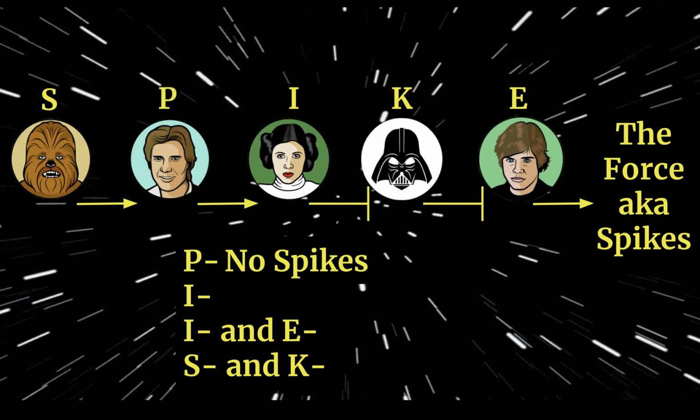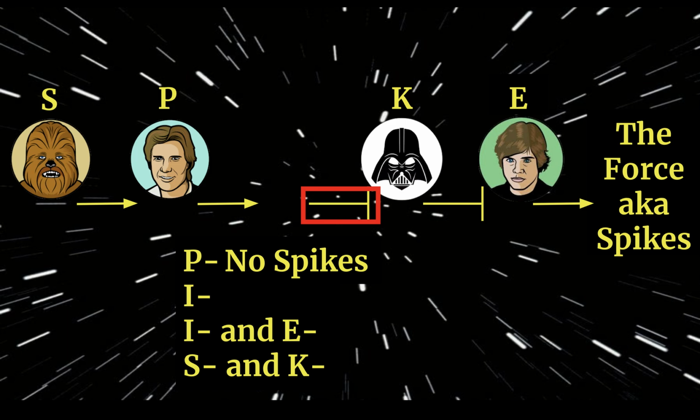It would be the same situation with the mutation in I. If Leia is not there to repress Darth Vader, then he will continue to repress Luke, and Luke cannot activate the Force or create spikes. So if I is mutated, then there will be no spikes as well.